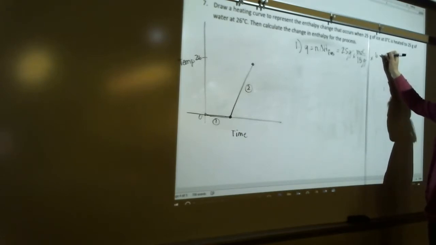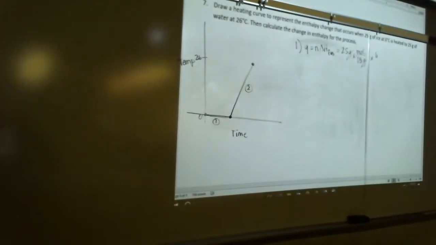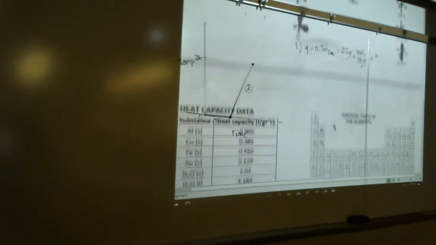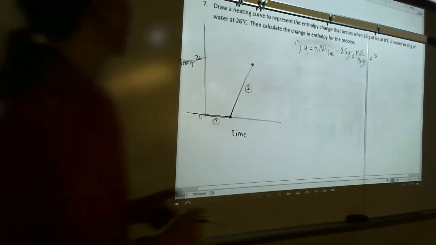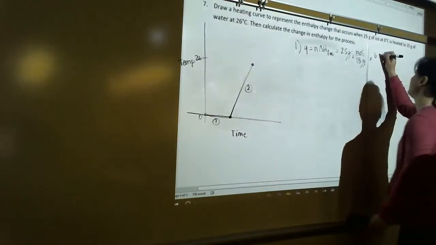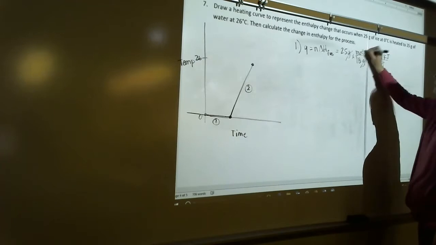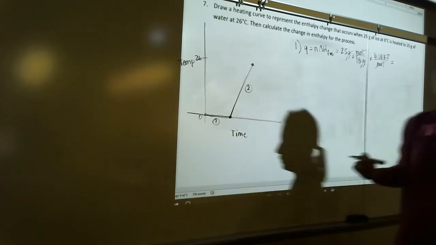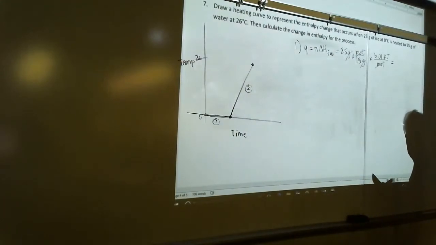It's on the reference page. Let's look at it. I think it's 6.01. I want to get all my sig figs right. There's our reference page. That's heat of fusion, yep, 6.01. Yay, Dr. Rock. 6.01, and that's in kilojoules per mole. So we do some multiplying and dividing: 25 times 6.01 divided by 18.